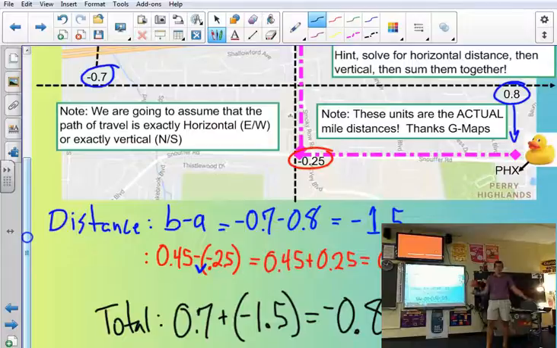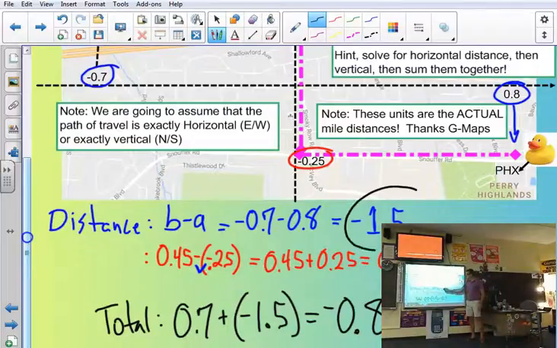Why? Not that they cancel each other out. I mean, the movement did. The movement got me back to the same place. Yeah, but so can I travel a negative distance? No. Distance can never be negative. So why'd you guys let me do this? Yeah, why? This is completely wrong. Distances can't cancel each other out.